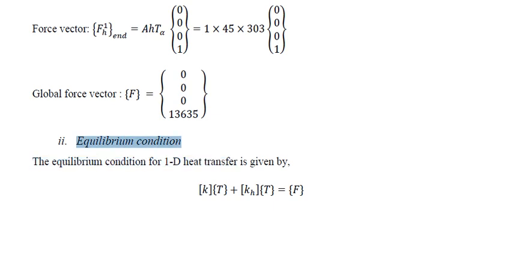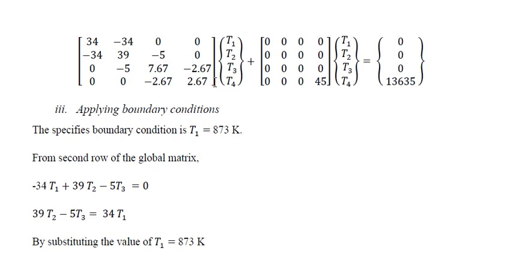Now we go with the equilibrium condition as the next step, as usual. We are solving it in all the cases. What is the equilibrium condition? K into T plus K into T is equal to F. This K is for conduction, and this K is for convection. This can be added earlier or you can add it at the end. Now this is the conduction matrix, and this is the end convection matrix.